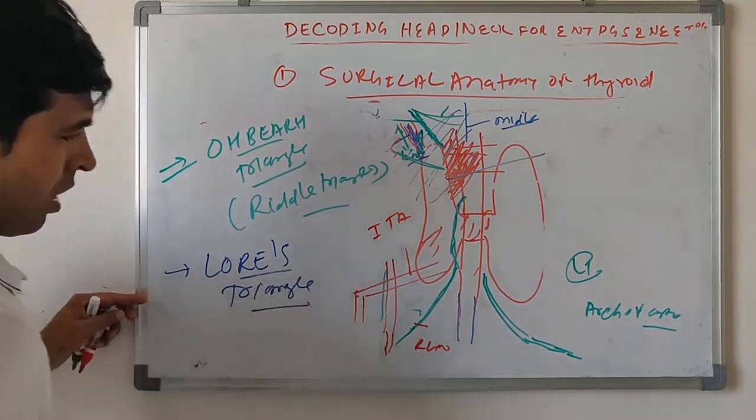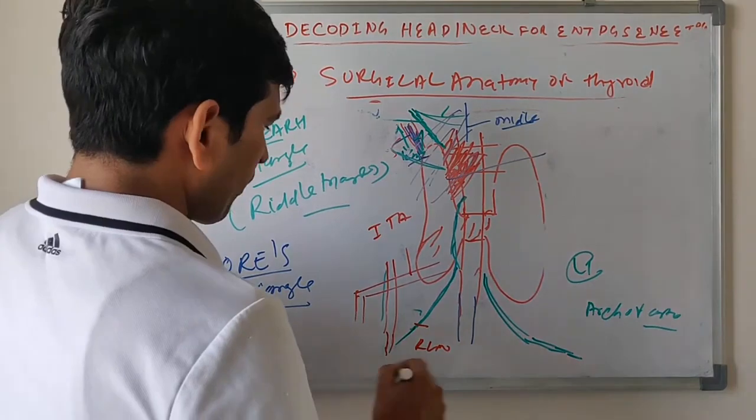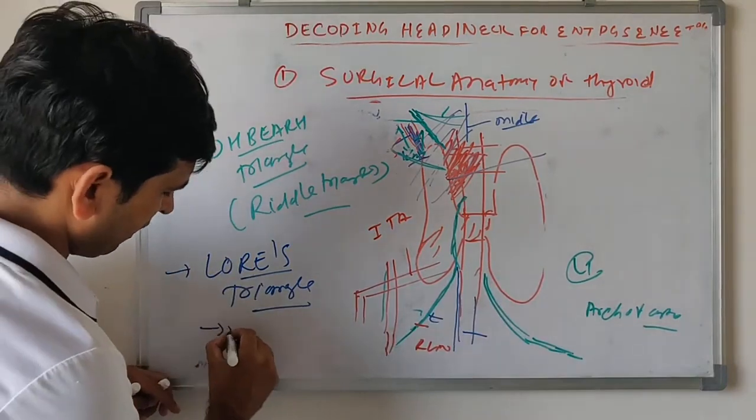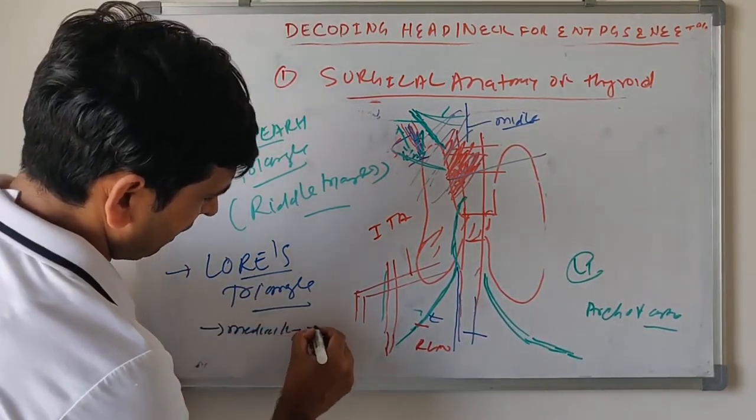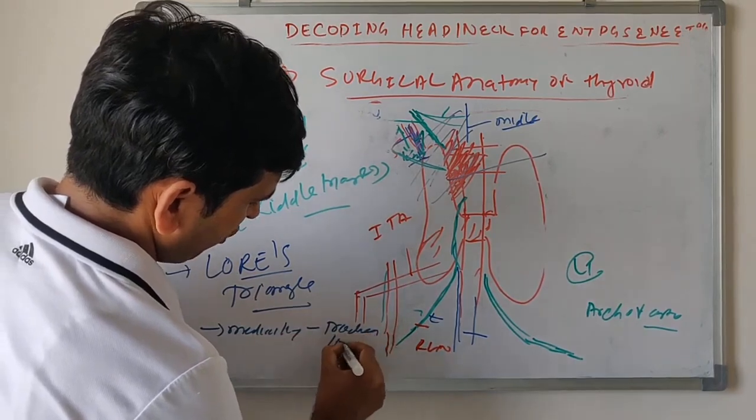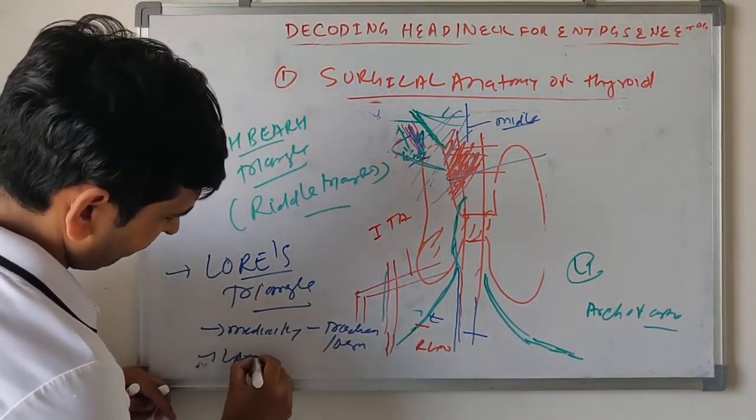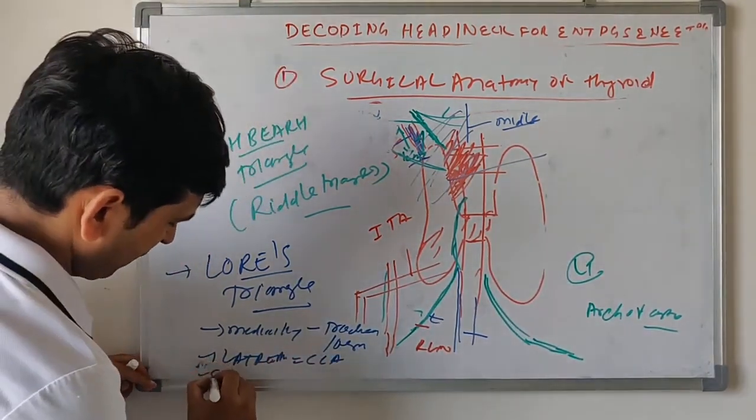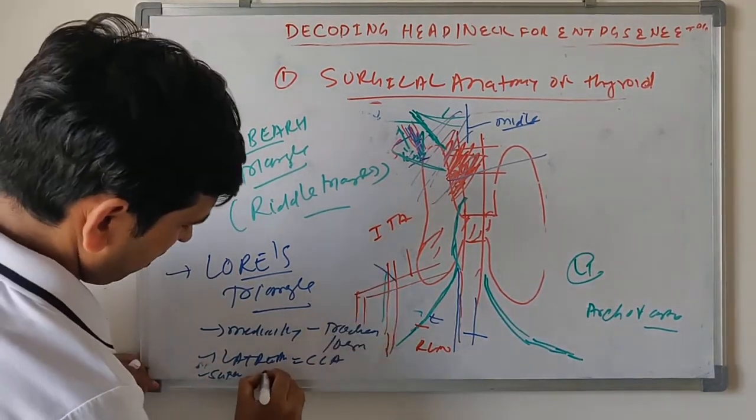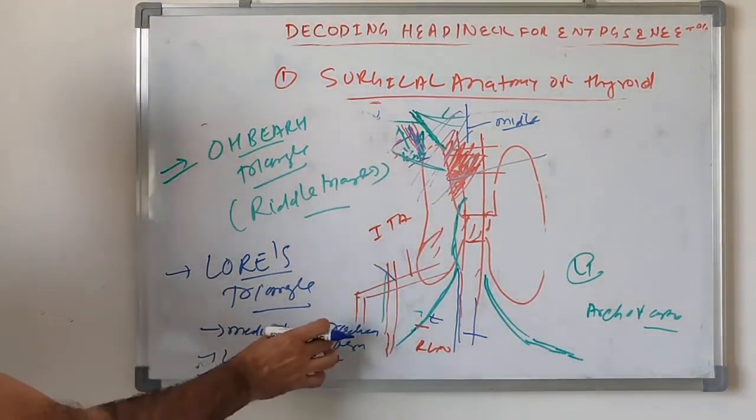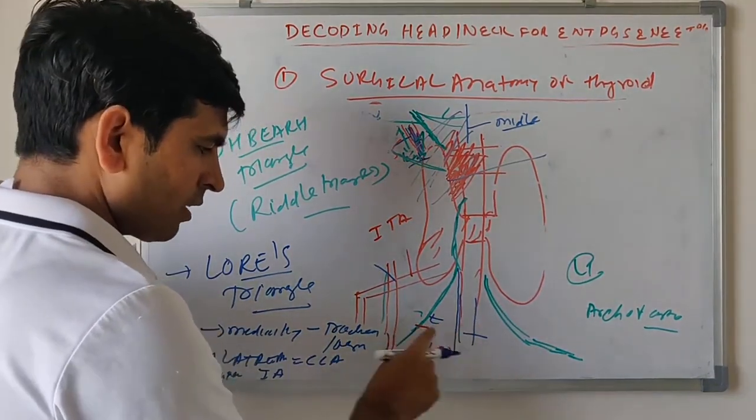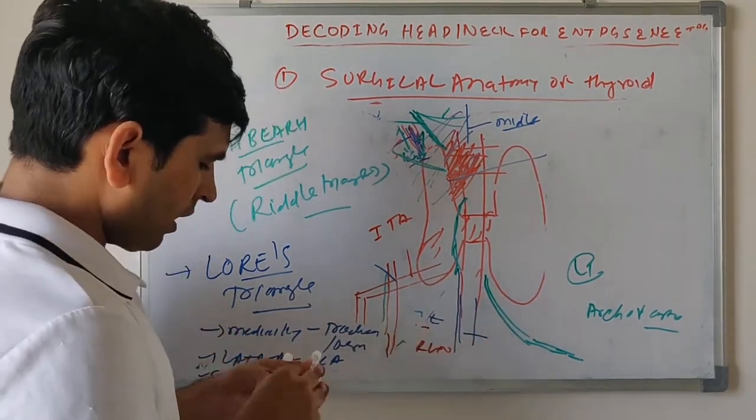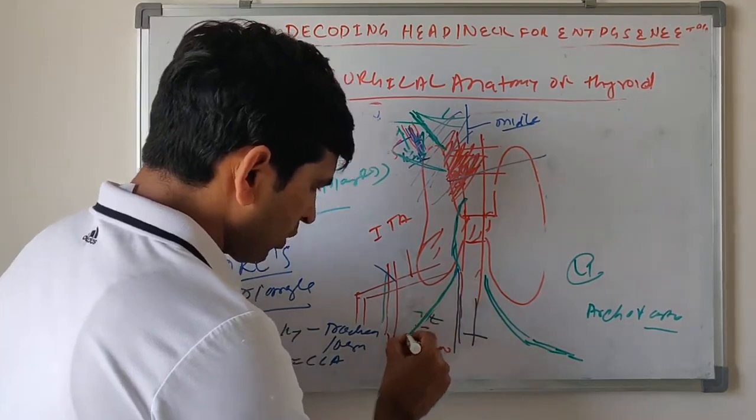Look at Lowe's triangle. If you see Lowe's triangle, it becomes content. Medially, I am following this triangle. Medially trachea or esophagus, laterally common carotid artery, and superiorly inferior thyroid artery. So in between, medially trachea and esophagus, laterally common carotid artery, superiorly inferior thyroid artery, you will get this recurrent laryngeal nerve in the tracheoesophageal groove right up here.